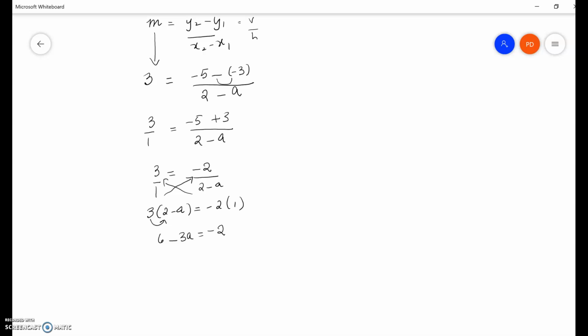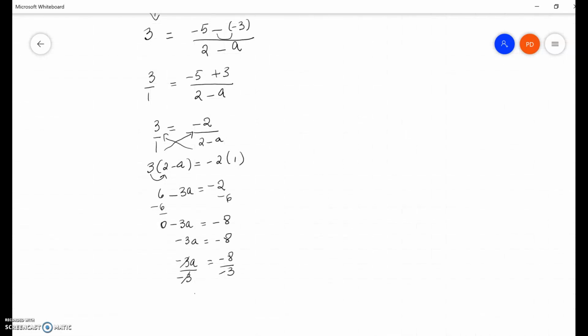Now we have to solve for A, so we have to get A by itself. So let's subtract 6 from both sides first. So we get 0 minus 3A is equal to negative 8. That is negative 3A is equal to negative 8. We divide both sides by negative 3 to get A equals 8 over 3.